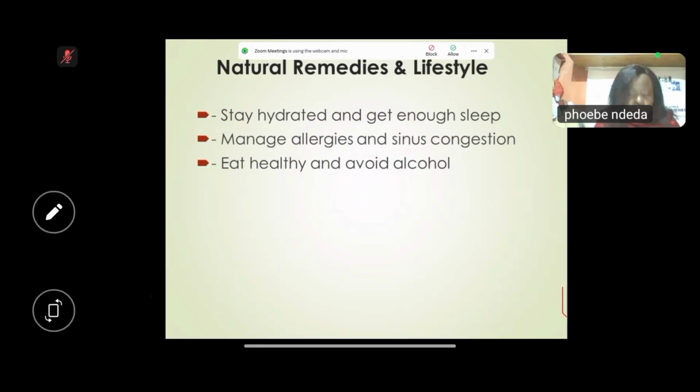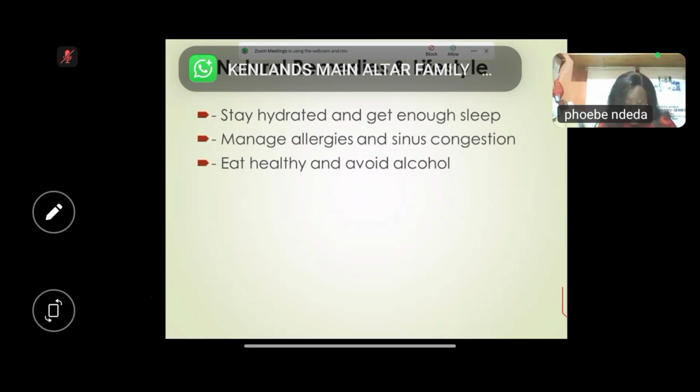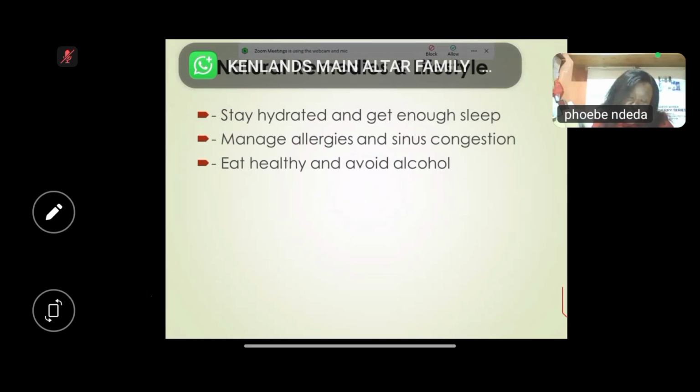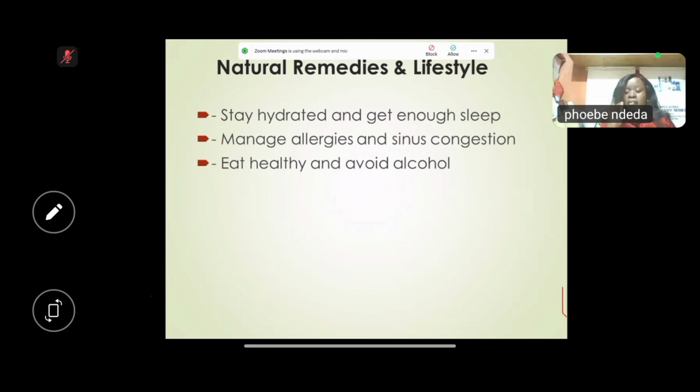I want you also to note that all vertigo is dizziness, but not all dizziness is vertigo. It is important to know that anytime you have a vertigo attack, it will be accompanied by dizziness. But not anytime you are dizzy means that you have vertigo. That is very important to note.